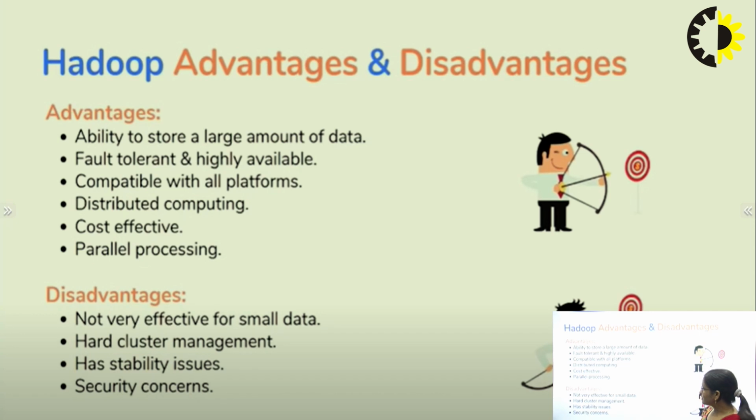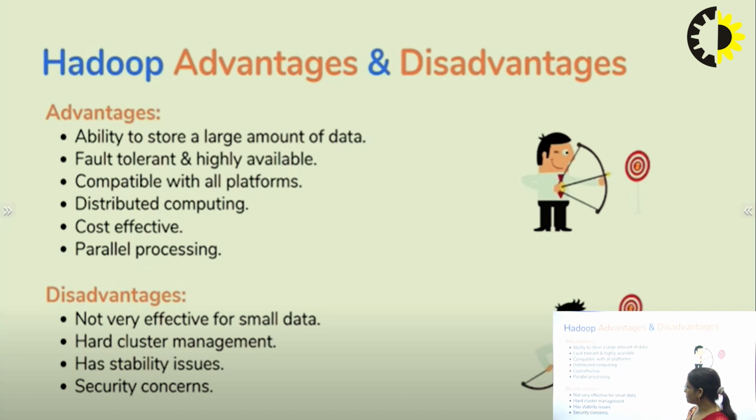Then third is it is compatible with all platforms. Then fourth is distributed computing, because the data is stored in a distributed manner. And also cost effective. It is cost effective because it runs on low commodity hardware and allows parallel processing. It allows parallel processing because of distributed computing.